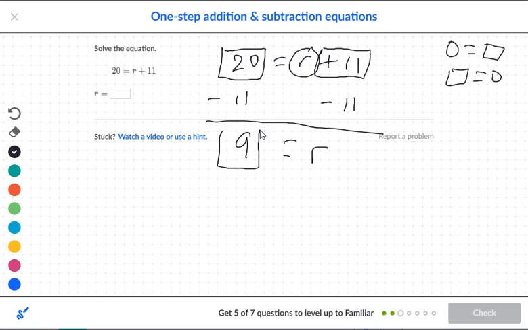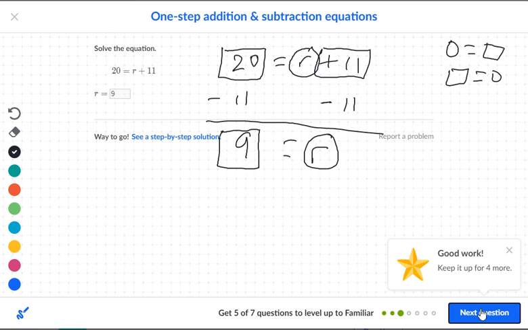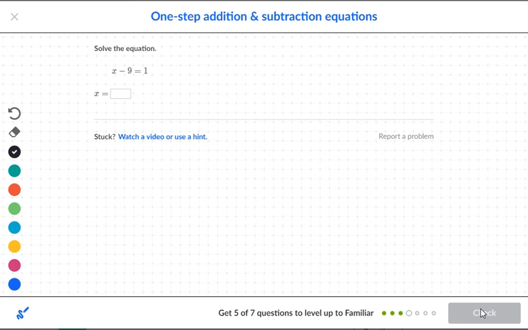So right here, you box the number, and you circle the letter. Again, we don't have to worry about division because the letter's by itself. So R is equal to 9. Okay, let's go to the next problem.